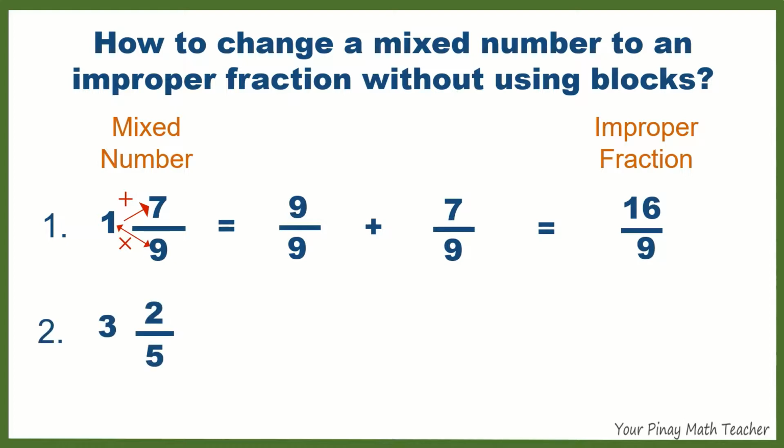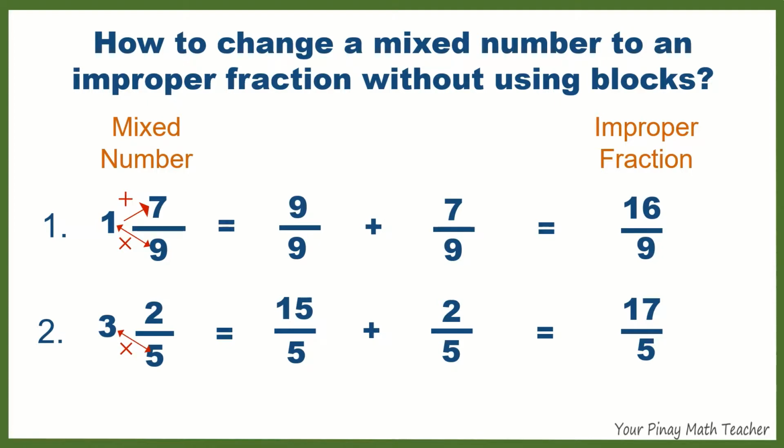Number 2. 3 and 2/5. This means that there are 3 wholes and each whole is divided into 5 equal parts. So there are 3 5/5. 5/5 plus 5/5 plus 5/5 is equal to 15/5. And then you add 2/5. We get 17/5. Or we simply multiply 3 wholes by 5 equal parts and then you add 2 equal parts. So we get 17/5.